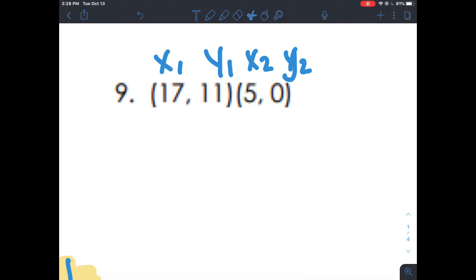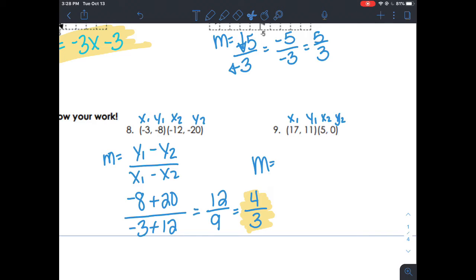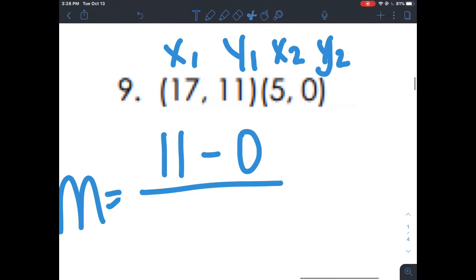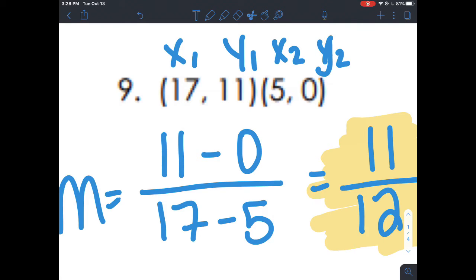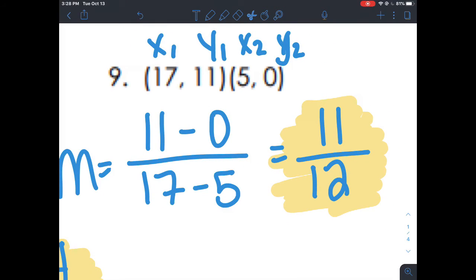I'm going to label my coordinates x1, y1, x2, y2 so that I can plug it into the formula. I'm not going to rewrite the formula. If you want to, you can, but I'm just going to plug in my y values. So 11 minus 0, plug in my x values, 17 minus 5, and then I just solve across. 11 minus 0 is 11, 17 minus 5 is 12. It does not reduce, so my slope is 11 over 12.